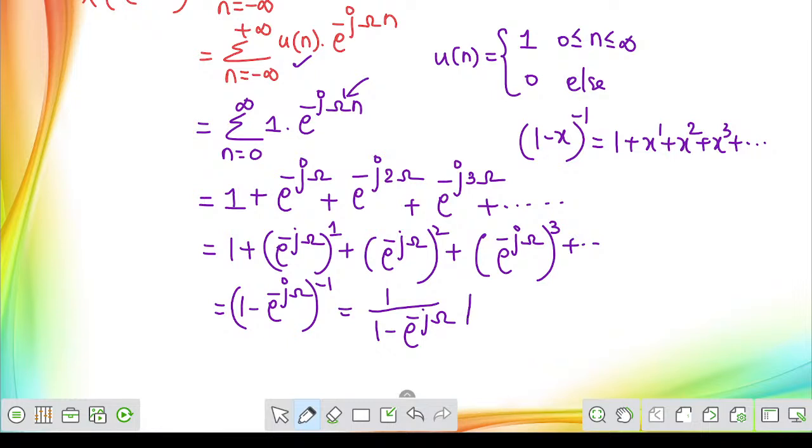This question has been asked in the last TRB exam also. You can cross check once.